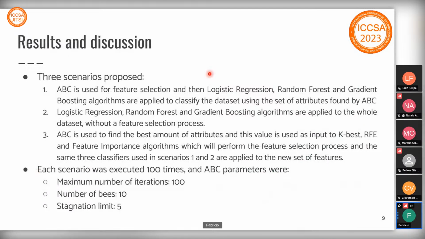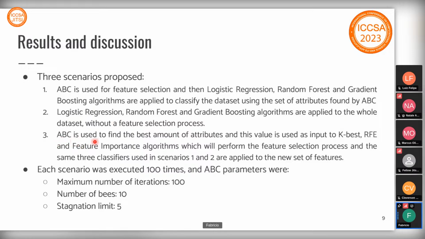Some results and discussion. Three scenarios were proposed. In the first one, ABC was used for feature selection, and then the three classification methods were applied to classify the data set using the attributes found by the ABC. In the second scenario, which is the baseline, the three methods were applied to the whole data set without feature selection. They used all the features.